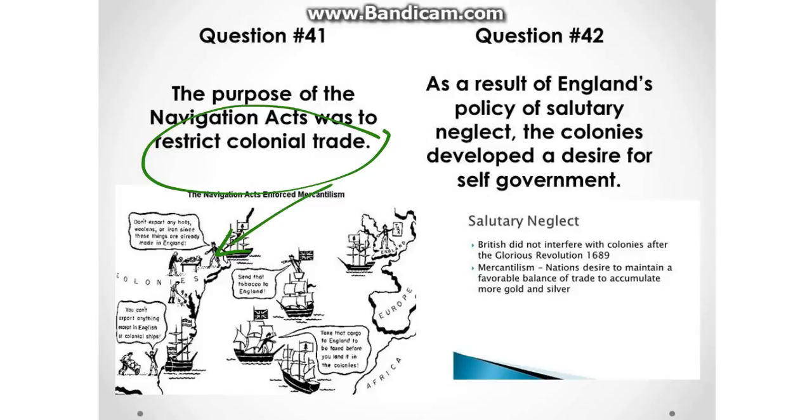Question number 42. As a result of England's policy of salutary neglect, the colonies developed what? As a result of salutary neglect, the colonies developed a desire for self-government. The British did not interfere with the colonies and their trade for a long time after the Glorious Revolution, and so the colonies got used to doing things on their own.